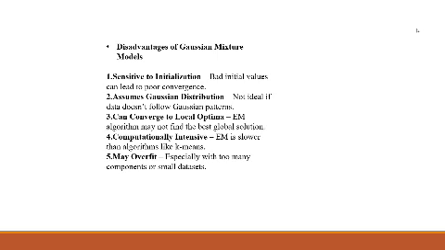The second one is that they assume a Gaussian distribution, which is not ideal if data doesn't follow a Gaussian pattern. They assume that data follows a Gaussian distribution, which isn't always true. The third one is convergence to local optima. The EM algorithm may not find the best global solution. The algorithm can get stuck in a local optimum and miss the best solution.